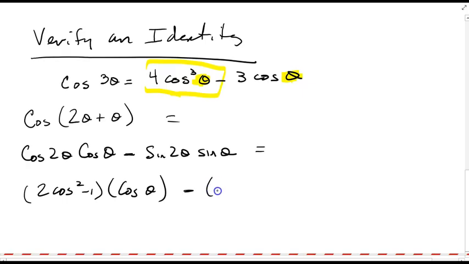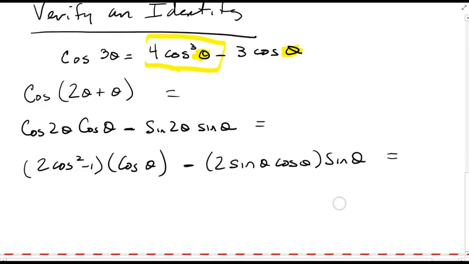Now, sine 2 theta, I only have one thing. 2 sine theta cosine theta. And then you can multiply by sine theta. So here's what I'm saying. I'm trying to get this first piece to kind of look like this first piece. Let's see if that works. I'm going to distribute across. So now I have cosine theta times, well, that's 2 cosine cubed theta. Well, I'm getting closer. Minus cosine theta.